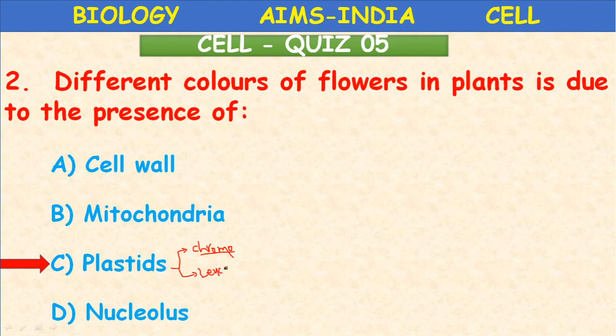These leucoplasts are present in the stored parts of the plant. The main function is storage of food materials. For example, seeds and stem, potato. The white colored portion is leucoplast, starch. And banana in the fruit, leucoplasts. And in the seeds, the embryo of the seed is composed of these leucoplasts. Endosperm of the seed, particularly leucoplasts. So what gives the color of petals? Chromoplasts. That's why you can observe the beautiful colors of the flowers in nature.